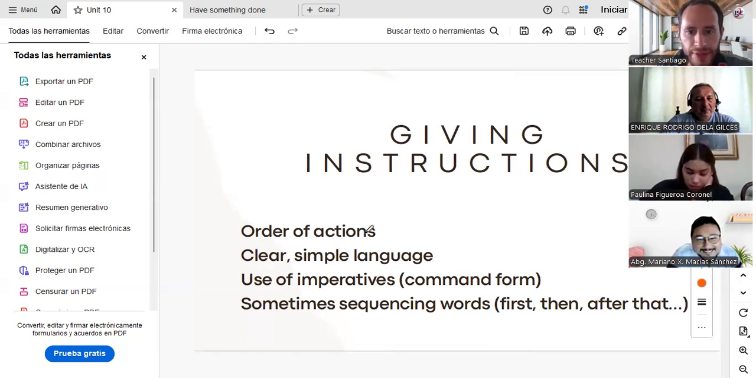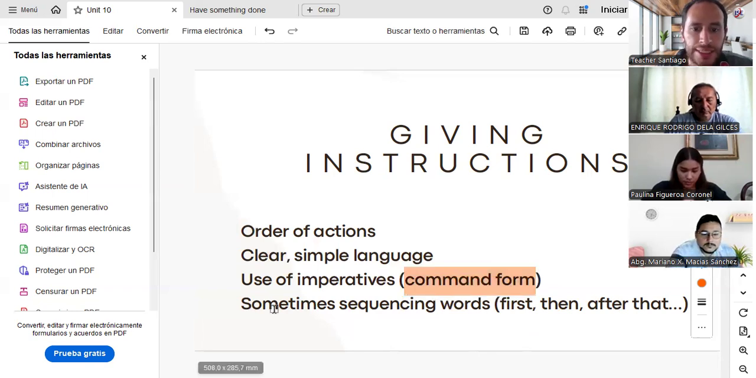So, order of action, clear, simple language. When you're giving instruction, you need to take this into account. The order of the action matters. Clear and simple language. You don't need to use accomplished and advanced language when you're giving instructions, right? Use the imperative, command form. We're going to check it later on, no worries. Sometimes sequence words, for example, first, then, after that, we use with the order of the actions, right? And to be clear.